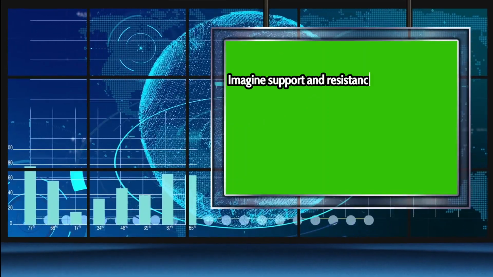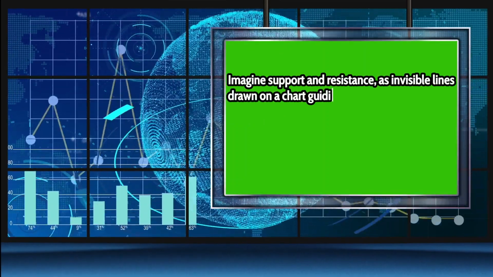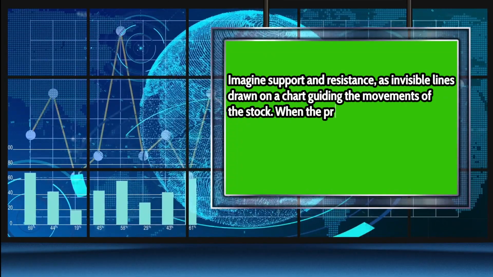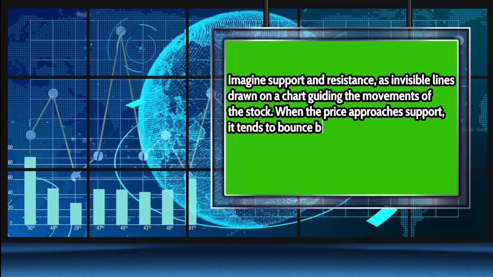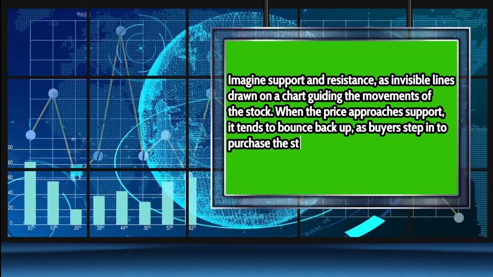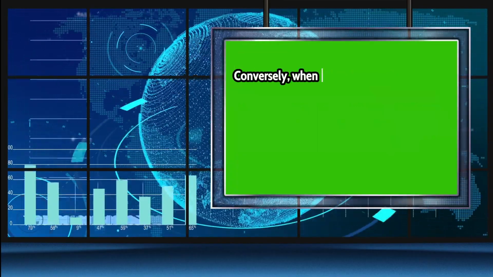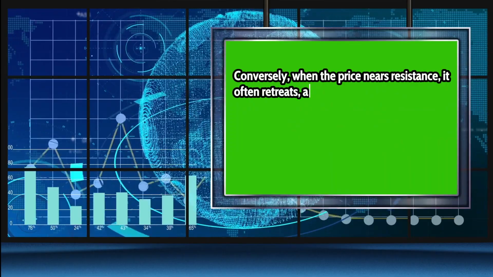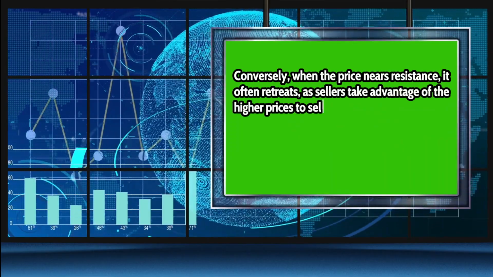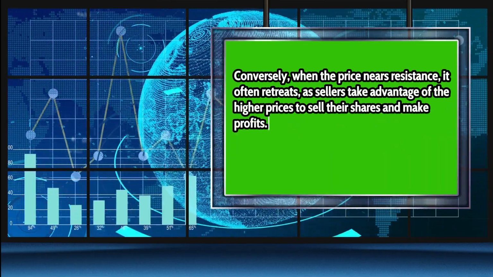Imagine support and resistance as invisible lines drawn on a chart, guiding the movements of the stock. When the price approaches support, it tends to bounce back up, as buyers step in to purchase the stock at an attractive price. Conversely, when the price nears resistance, it often retreats, as sellers take advantage of the higher prices to sell their shares and make profits.